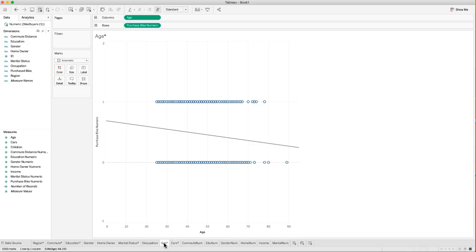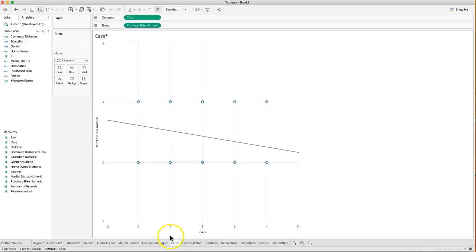We did age before, so let's go to cars next. So here's my cars, purchase bike 1, 0. In my data set, it looks like I have data points of people with 0, 1, 2, 3, and 4 cars even. Wow. Anyway, my trend line also goes down here. I think that makes sense. As people have more cars, they're less likely to be wanting bikes for commuting, or maybe it could be because they're spending all their money on cars, they don't have money for bikes. There could be a number of explanations for this. It's good to think through those.